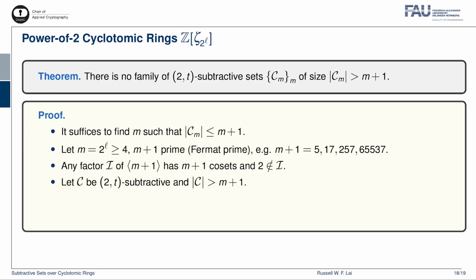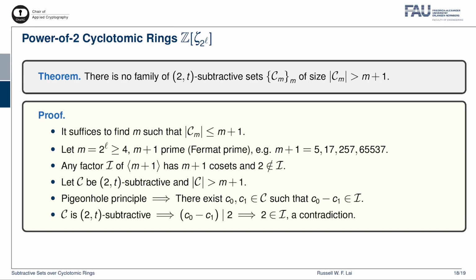Suppose that C is a 2T subtractive set and the size of C is strictly greater than m plus 1. Then, by the pigeonhole principle again, there must exist two distinct elements C0 and C1 of C, so that the difference between C0 and C1 belongs to the ideal I. However, by assumption, we have that C is 2T subtractive, and therefore the element 2 is divisible by the difference between C0 and C1, which means that 2 belongs to the ideal I, which is a contradiction.